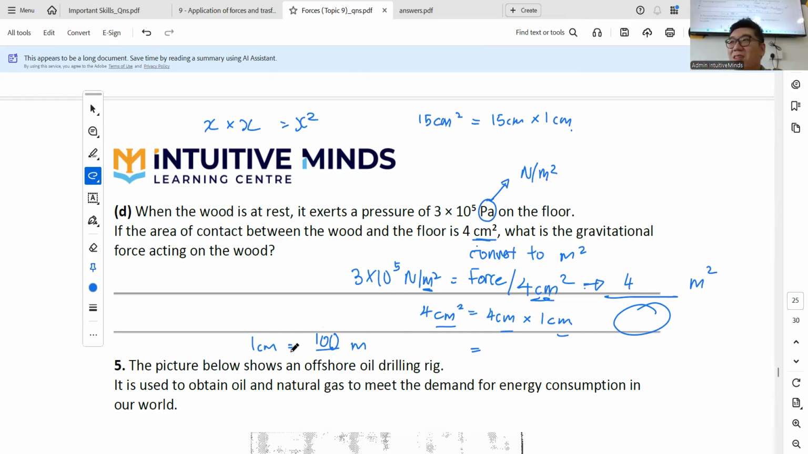Now this is 1 cm. So what do you do? If you don't multiply, you have to divide. It's either multiply or divide. There's nothing else. So it's divide by 100. So what is 4 cm in meters? 4 over 100. How do I convert 1 cm to meters? So what do I get in the end?